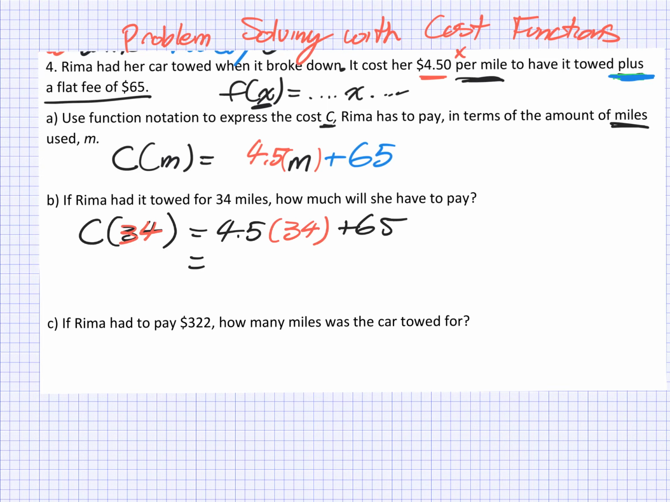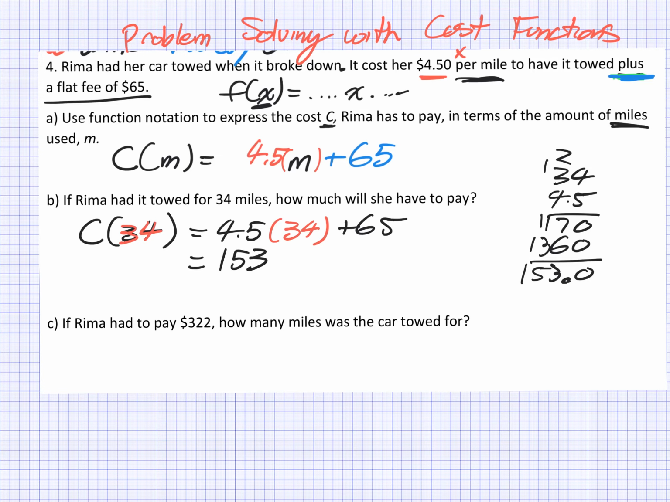Let's do this on the side, I guess. 34 times 4.5. 5 times 4 is 20, 15, 17, 16, carry the 1, 12, and there's one decimal place. Okay, so it looks like it's going to cost her $153 just for the miles traveled, plus another $65. I'll do that down here. 0, 8, 11. So it looks like her total cost here is going to be $218. So for 34 miles, it should cost her $218.